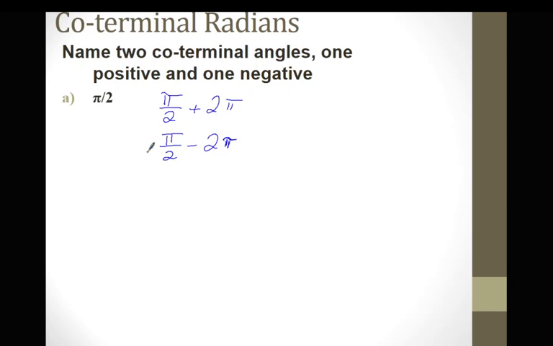Now, before you can add pi over 2 and 2 pi, when you're adding fractions, you have to get common denominators. Okay? So that means I have to change this 2 pi to have the same denominator as pi over 2. Well, that means I'm going to multiply the top and the bottom of 2 pi by 2. So you're going to get 4 pi over 2. So what's pi over 2 plus 4 pi over 2? 5 pi over 2.